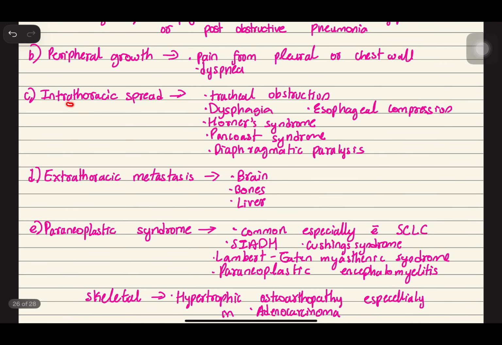If there is intrathoracic spread, it can cause tracheal obstruction, dysphagia, esophageal compression, Horner syndrome, where it causes droopy eyelids, small pupil, and no sweating on one side of the face. Basically, there will be nerve damage. And another one is Pancoast syndrome, shoulder pain from tumors at the lung top. And there will be diaphragmatic paralysis. There will be weak breathing from nerve damage.